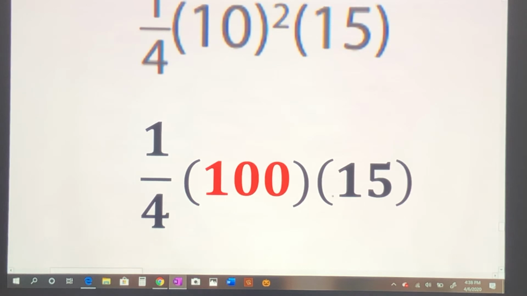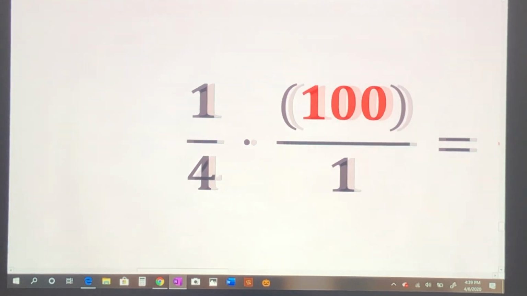Okay, and I'll cross this part out. See, 1/4 times 10 squared, which is 100. What's a fourth of 100? That's 25. You can come over here and do it like that.